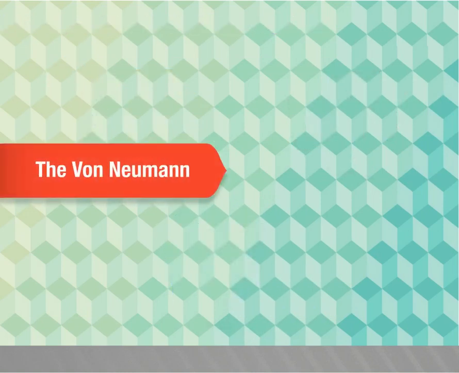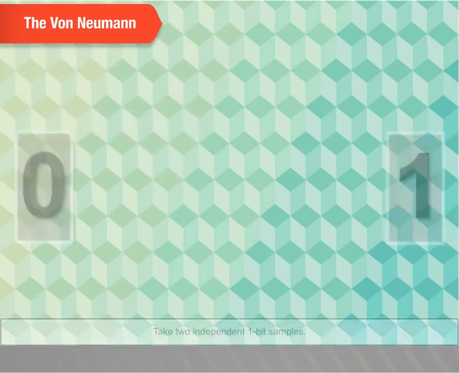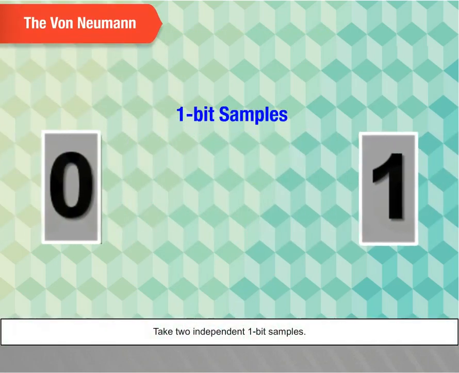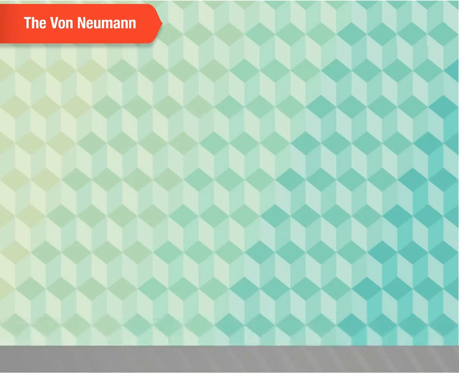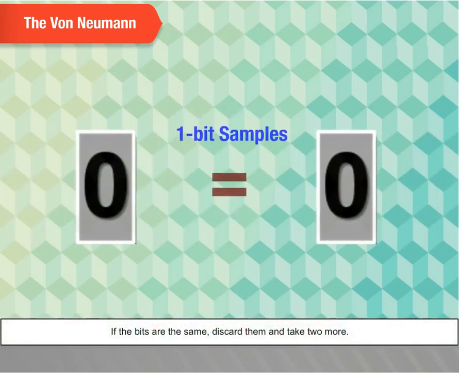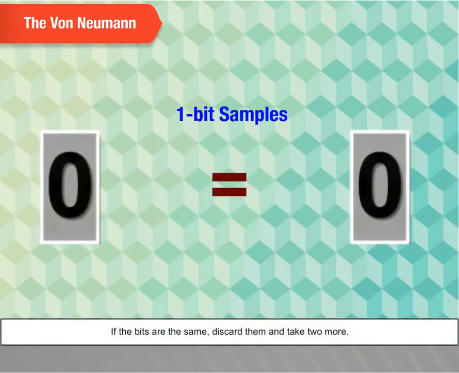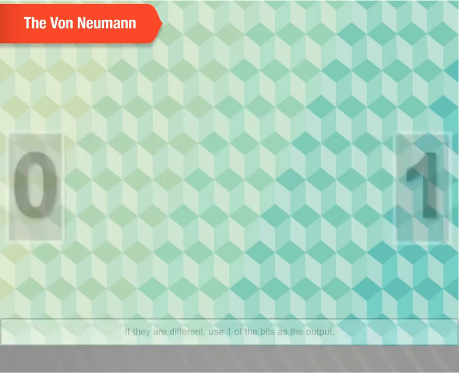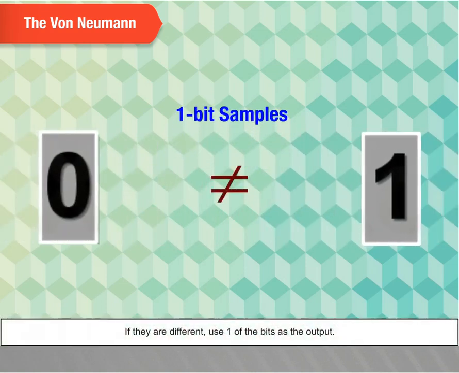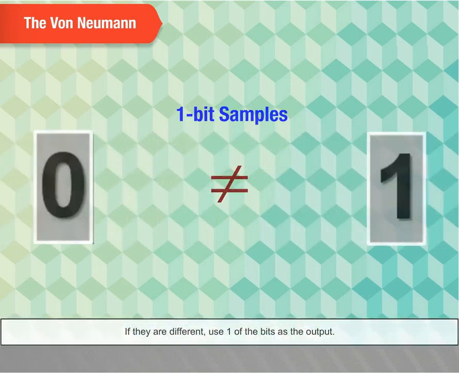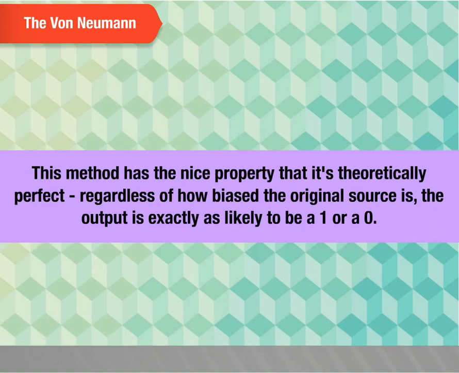The von Neumann method: take two independent 1-bit samples. If the bits are the same, discard them and take two more. If they are different, use one of the bits as the output. This method has the nice property that it's theoretically perfect. Regardless of how biased the original source is, the output is exactly as likely to be a 1 or a 0.